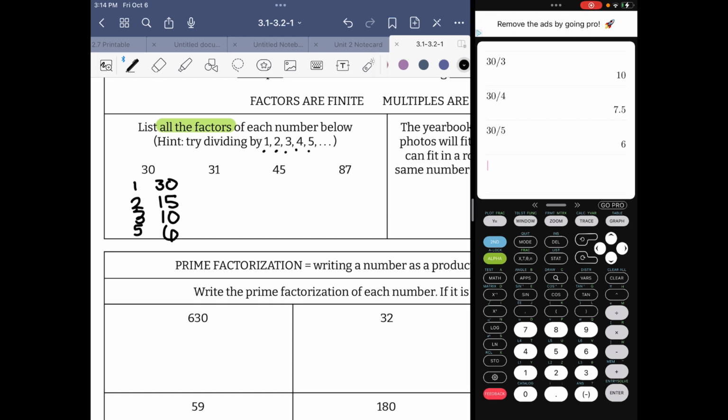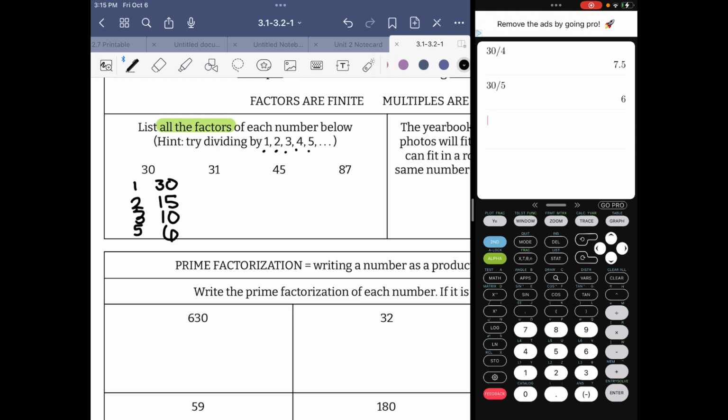Those are all the factors of 30. 1, 2, 3, 5, 6, 10, 15, and 30. 30 can be divided by any of those numbers, but nothing else. And if you go in order like I just did, you'll get every number every time.